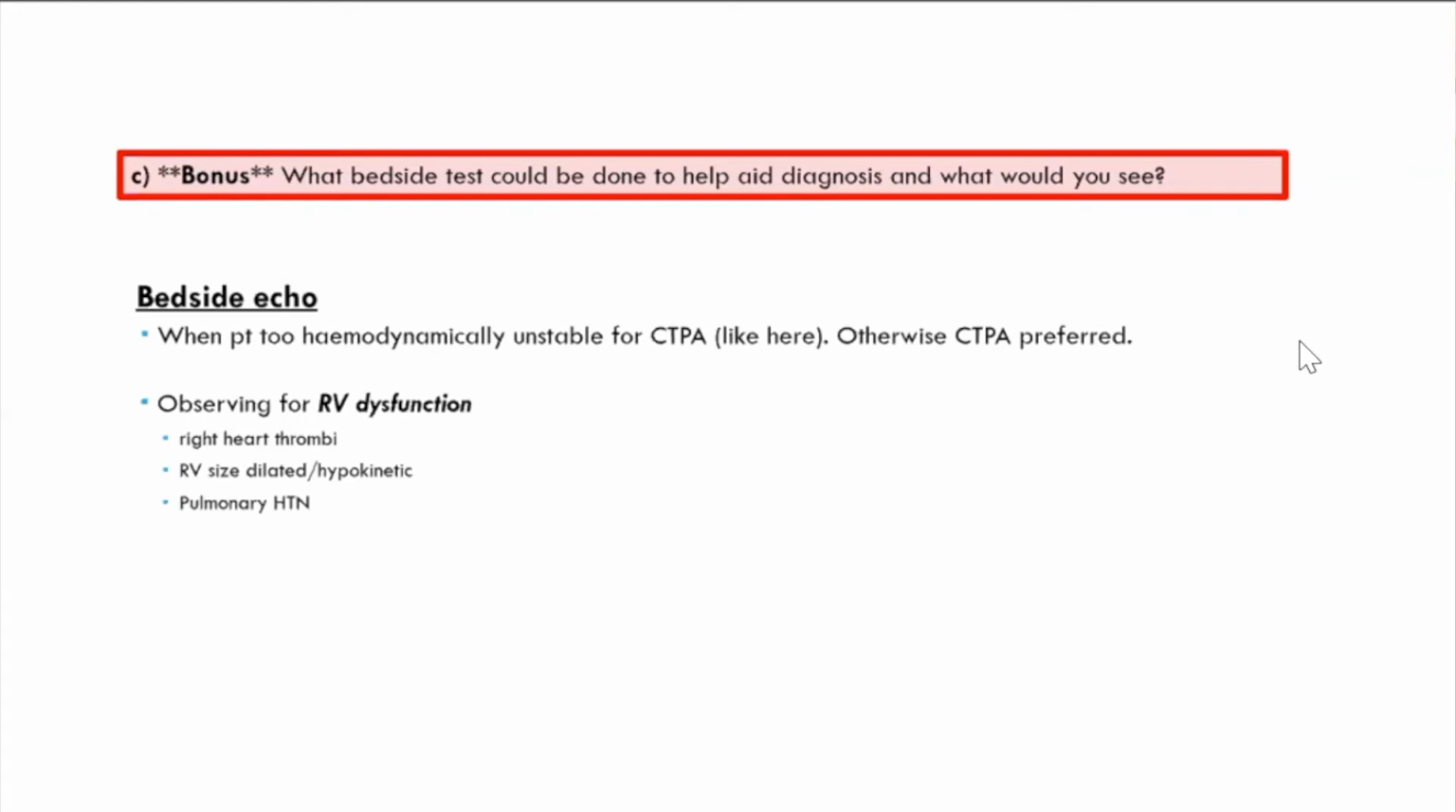I think it's probably higher level knowledge, merit or distinction level knowledge, to say that in the context of an unstable patient, you'd use a bedside echocardiogram to figure out whether you think the patient has a PE and you want to push forward.